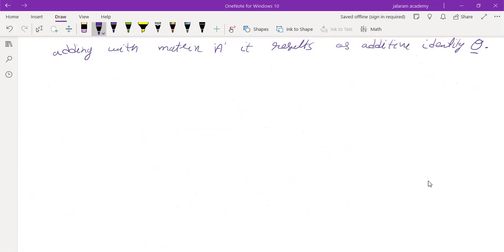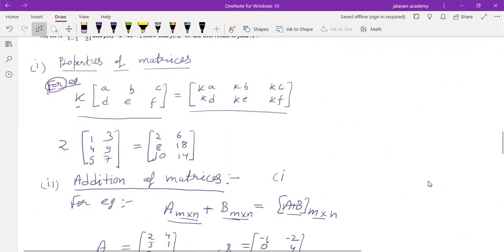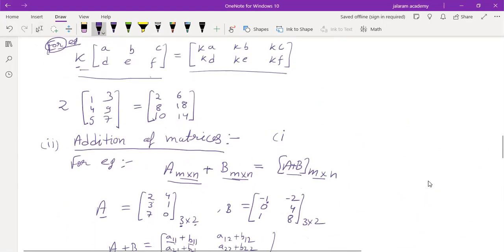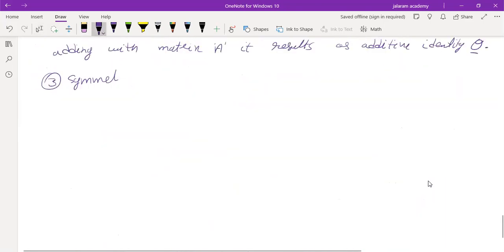Now, remember one more property of matrix, symmetric matrix. This is the next property after addition of matrix. First, we have studied about product of a scalar with a matrix. So when a real number is multiplied to a matrix, it will be multiplied to all the elements of that matrix. Then we have studied about the addition of matrix, which is the second property of matrices. Now third, symmetric matrix. We can say it as a type of matrix also.